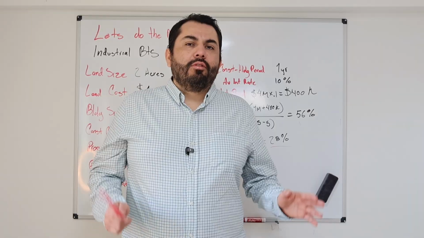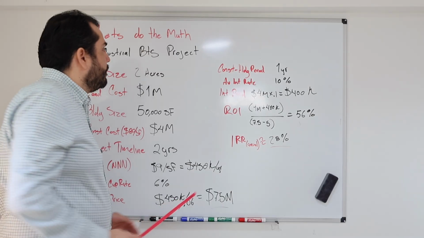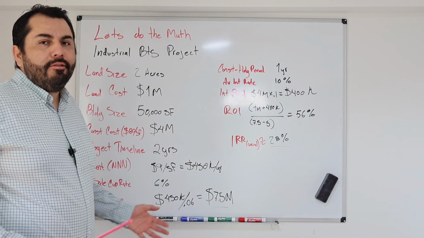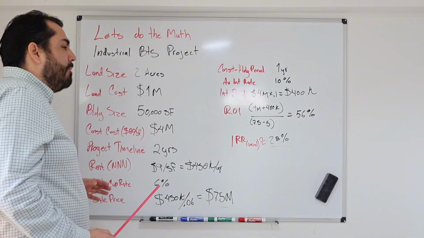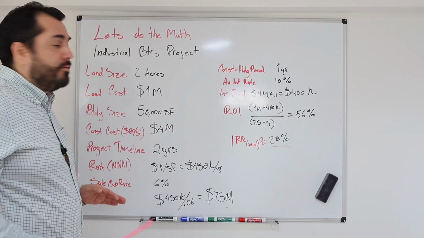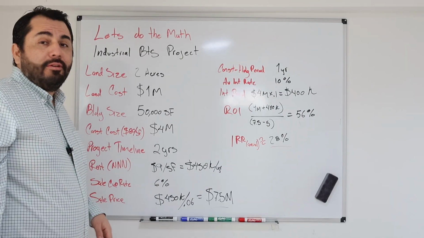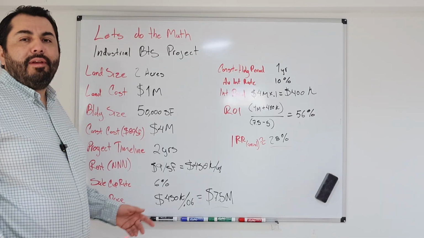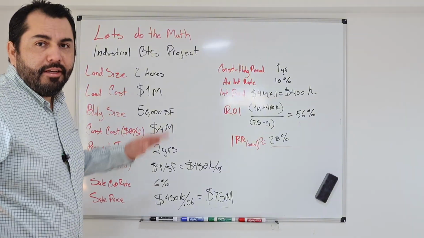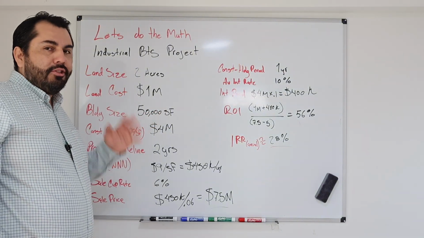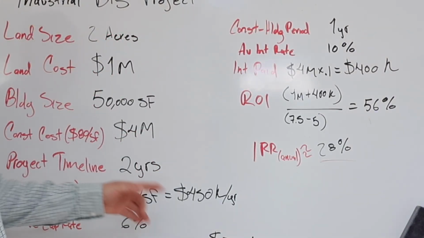So let's do some math to understand a build-to-suit project. Here we have an industrial build-to-suit project. The land size is about 2 acres, and the building size is about 50,000 square feet, so it's about a 50% floor area ratio. The construction cost for this building will be about $80 per square foot, so that totals $4 million, just for the construction. The project timeline, including the site selection, design, construction and tenant move-in, is 2 years.